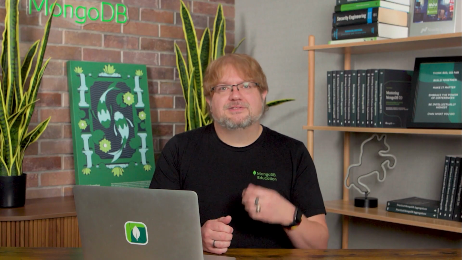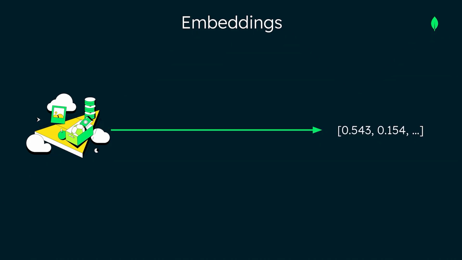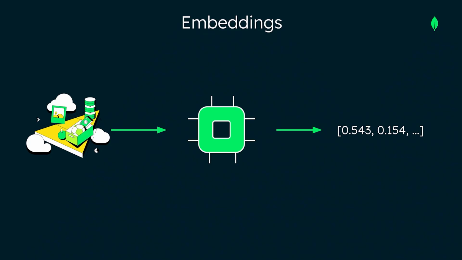For AI to access the semantic meaning of your data, you'll need embeddings. Embeddings are numerical representations of text, images, or other data converted into vectors by specially trained embedding models. In this vector space, data with similar meanings, like car accident and vehicle collision, are located closer together.